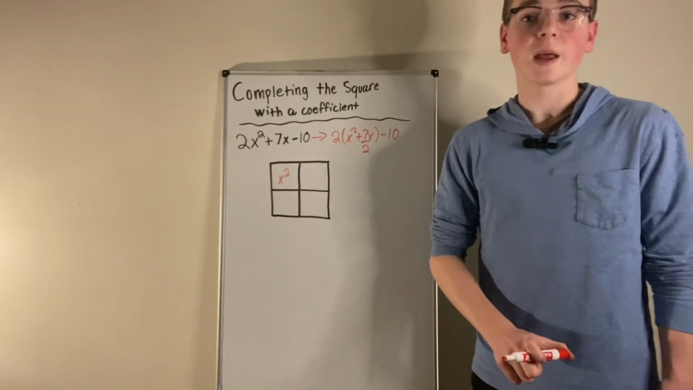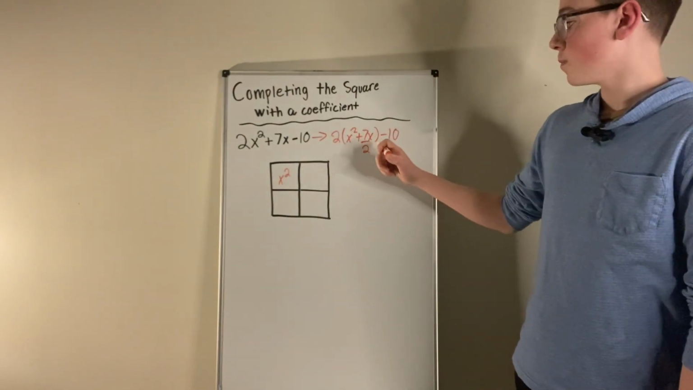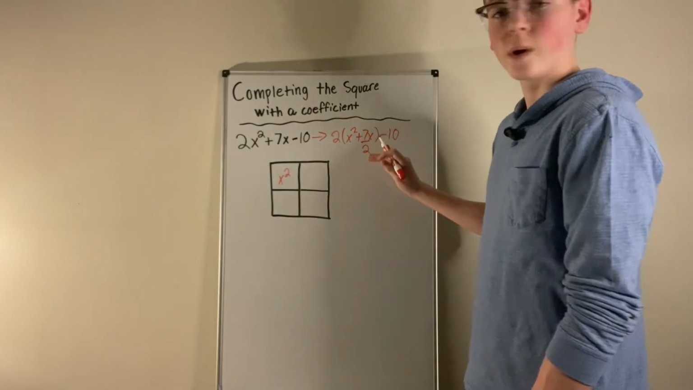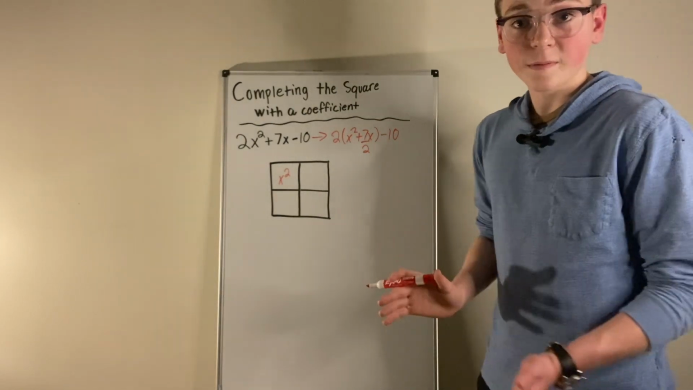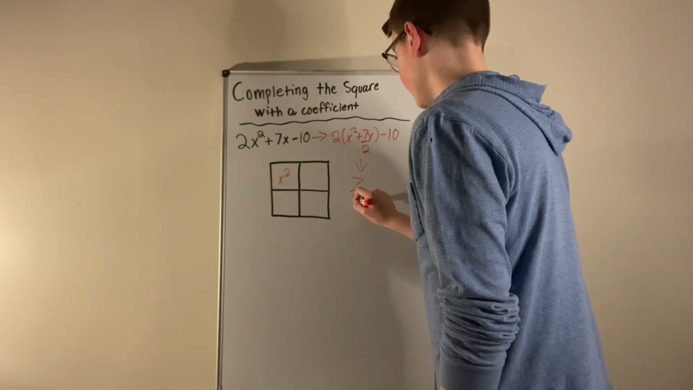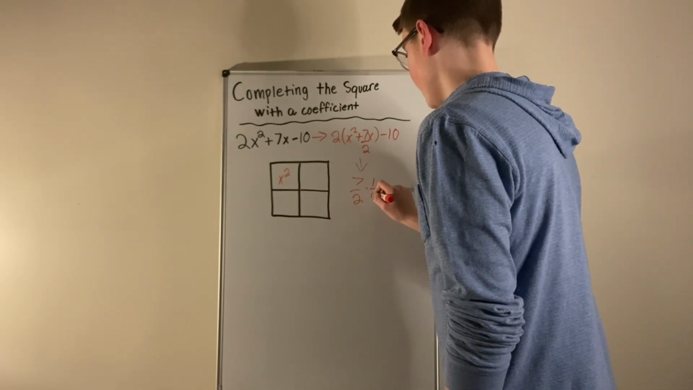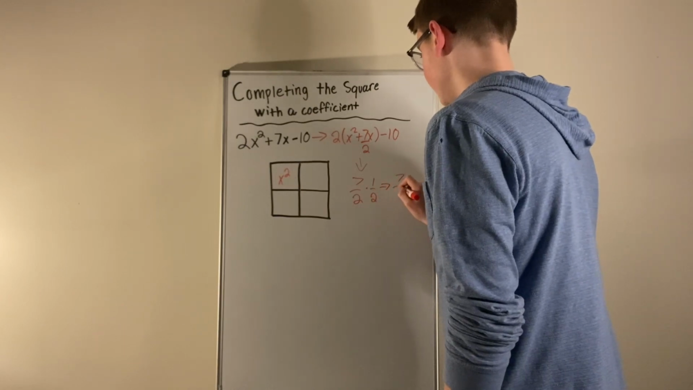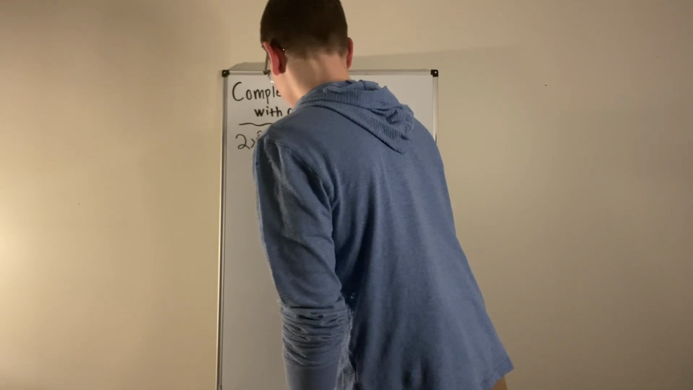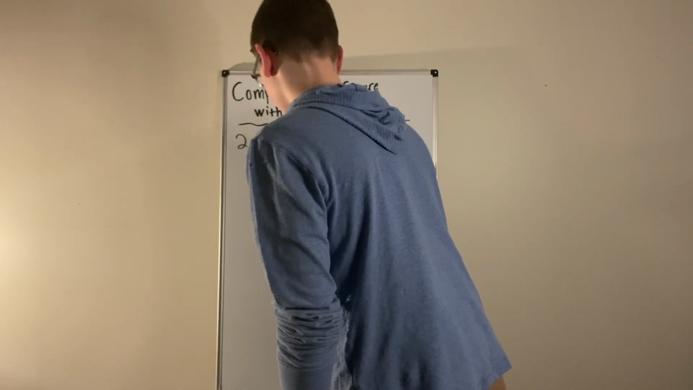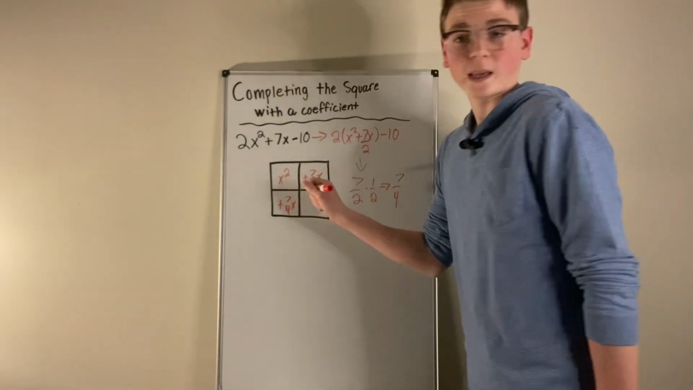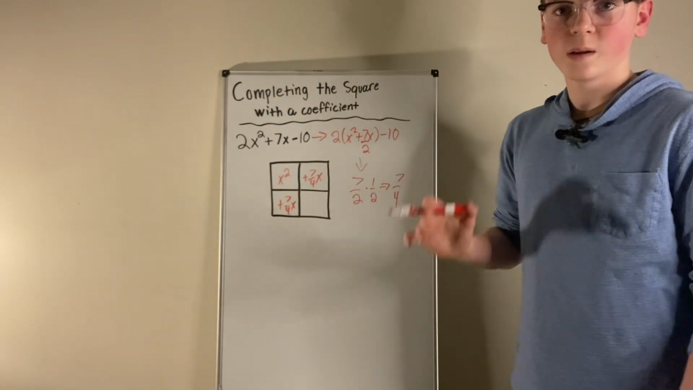And what do we do with this 7/2? This b term here, whatever this fraction is, or if it's just a normal number, we take it and divide it by 2. So multiply it by 1/2 is what I'm going to do. That's 7/4. So now we're going to say plus 7/4 in both of these boxes. Plus 7/4 and add an x to it, just like we did in factoring.